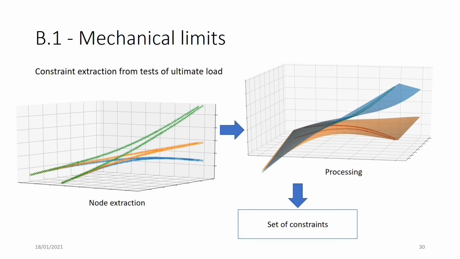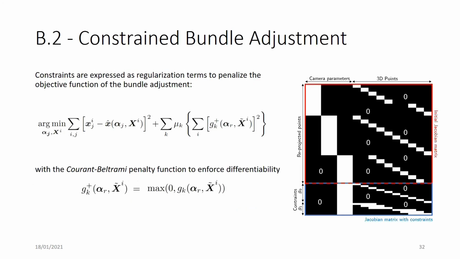Then from these tests we will extract 3D shapes of the wing for all possible ultimate loads. We will process those shapes and create our set of constraints. Finally, the constraints are expressed as a regularization term to penalize the objective function of the bundle adjustment.